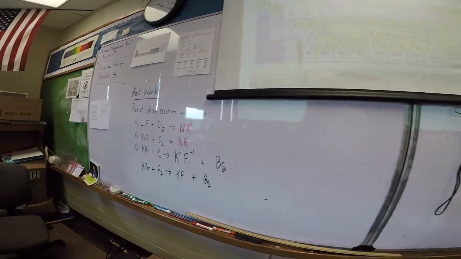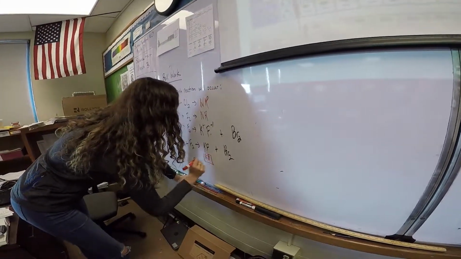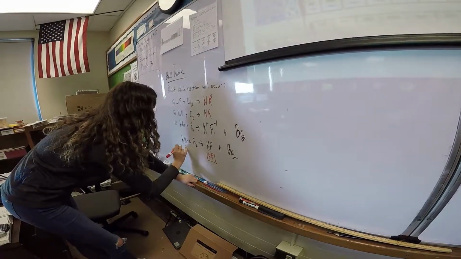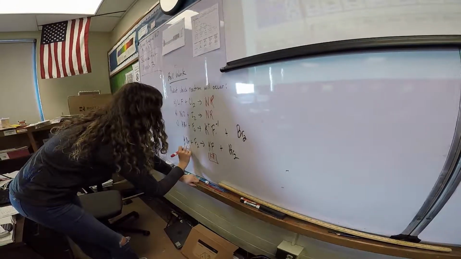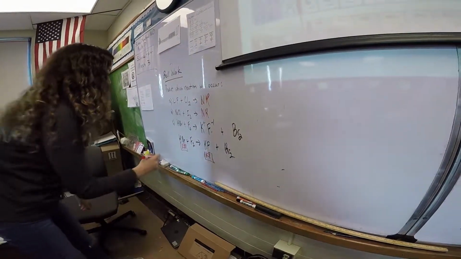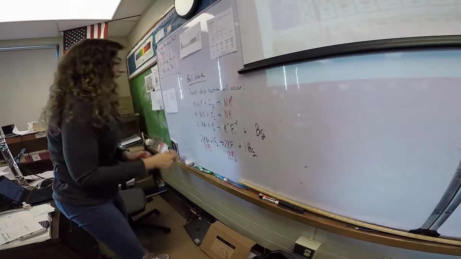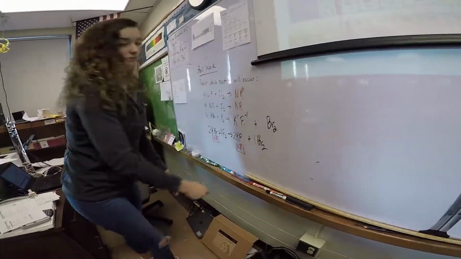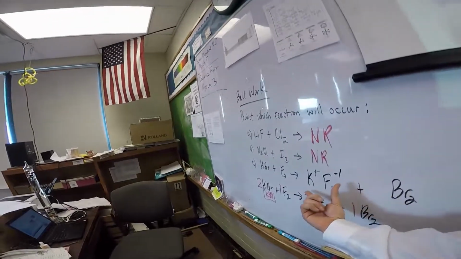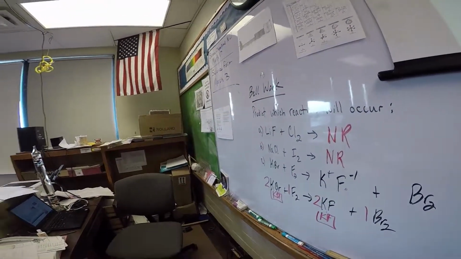Now we have to balance this. Can anybody come up here and balance it? Sorry. Yep. And just put the coefficients out front. Now this part is the easy part. The hard part is really figuring out whether the reaction is going to occur, making sure that you're going to form a stable compound that has zero charge. All compounds have zero charge.